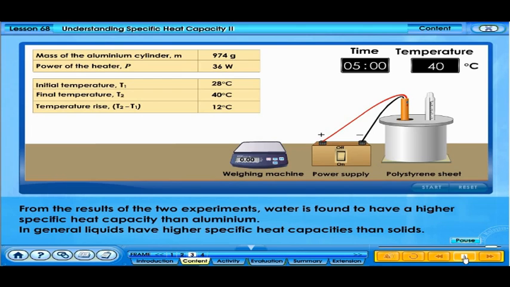From the results of the two experiments, water is found to have a higher specific heat capacity than aluminium. In general, liquids have higher specific heat capacity.